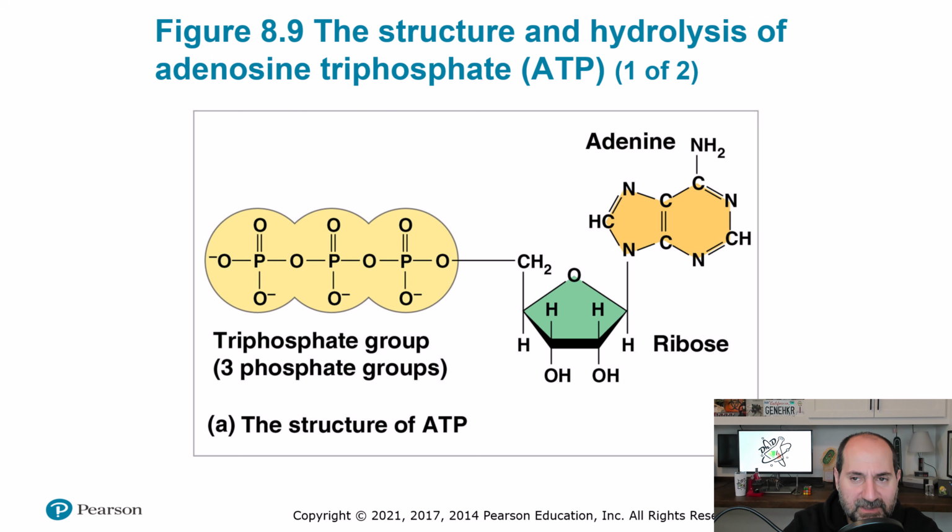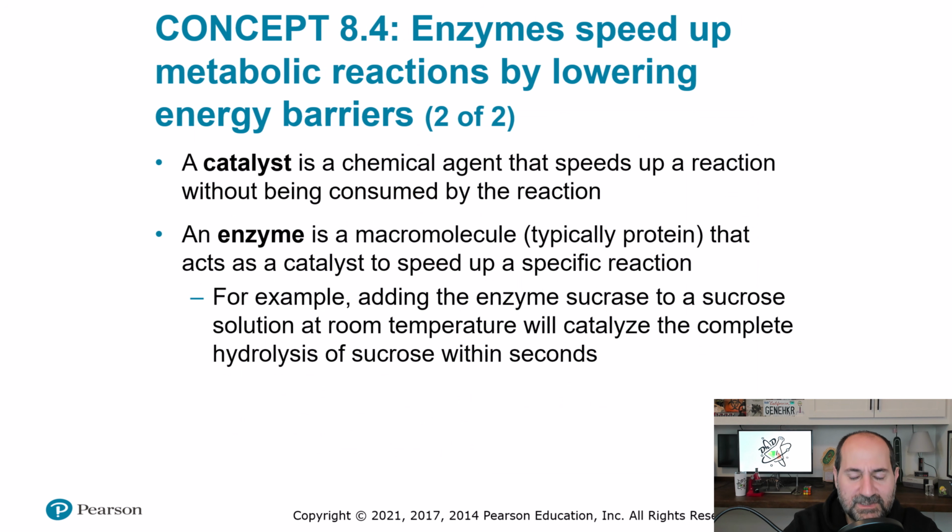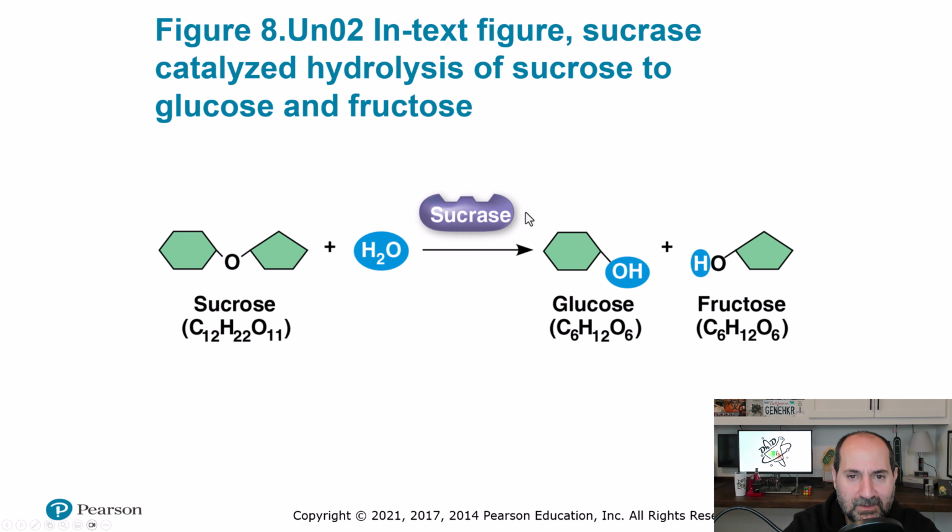Remember that ATP is adenosine triphosphate, and it is a type of chemical energy which has potential energy in these 3 phosphate groups. When you hydrolyze a phosphate, that releases a massive amount of energy. Remember, we talked about enzymes. Enzymes are usually proteins that are catalysts. A catalyst is a chemical agent that speeds up a reaction without being consumed by the reaction.